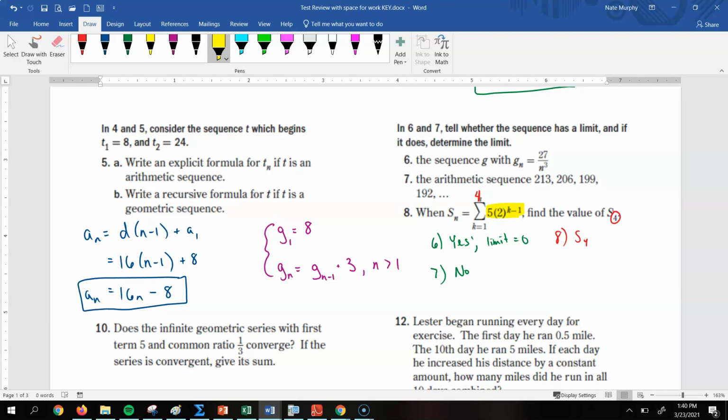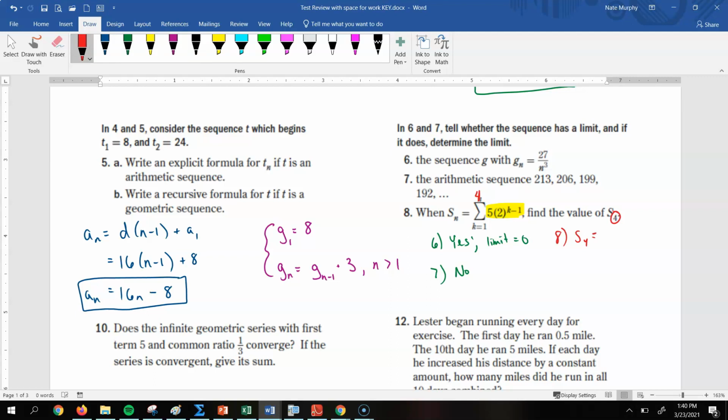And so to find the sum of a geometric series, I need to know my first term, my constant ratio, and the number of terms. So the number of terms is 4. So we have that figured out already. Now we just need to figure out what our first term is going to be. Since they give us the explicit formula there, the first term is 5, and we know the constant ratio is going to be 2.